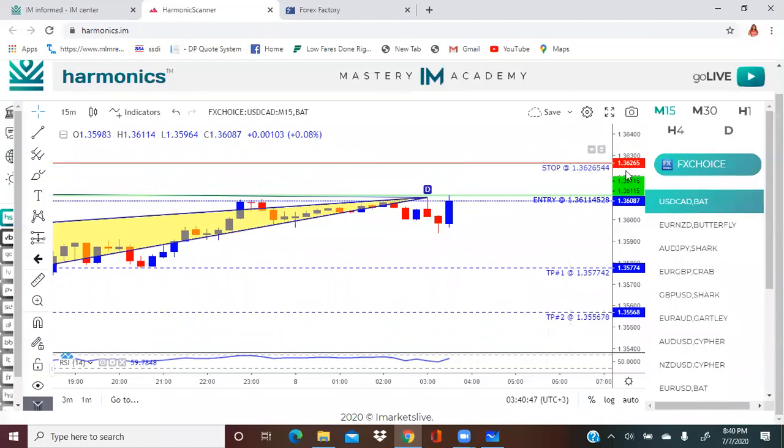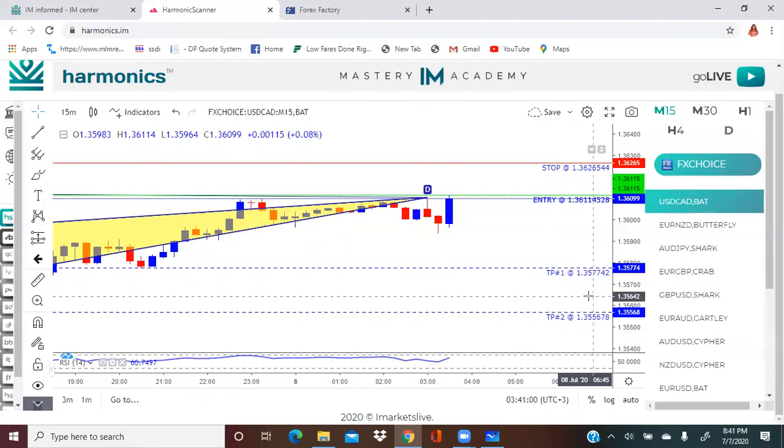Bam. Everybody, modify your trade. Put your stop loss as 1.36265 and put your take profit as 1.35774. Okay. If it lets you put all the numbers in, go right ahead.